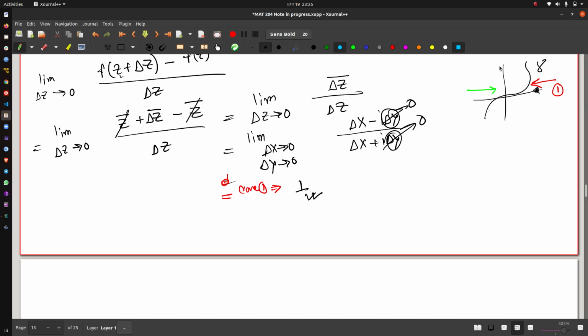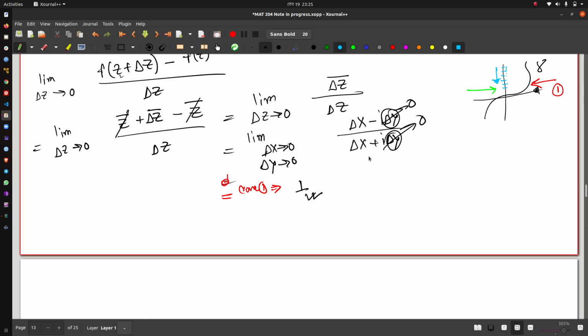How about case 3, where you approach from top to bottom? That means you are approaching along the imaginary axis itself. Here del x is 0, but y is not, because this is the imaginary axis, and as you approach along this line, you are picking up values of y, right?